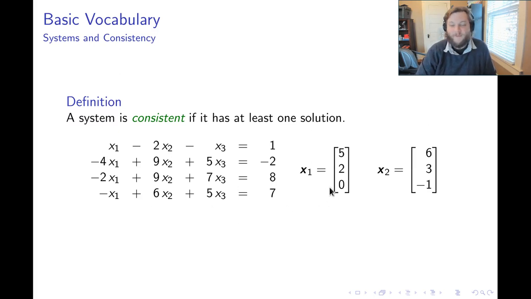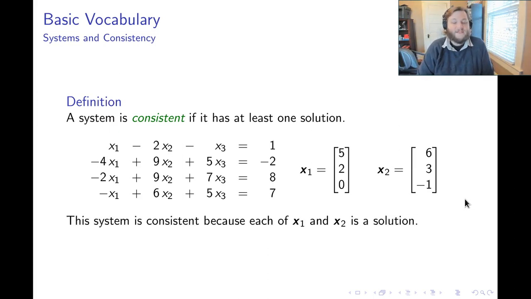And I went home and managed to find 2 solutions. I found that if you plug in x1 equals 5, x2 equals 2, and x3 equals 0 in the system, all of the equations are satisfied. I also found that if you set x1 equal to 6, x2 equal to 3, and x3 equal to -1, all of the equations are also satisfied. So evidently this system has at least 2 solutions, and maybe there are others out there. But the point here is that the system is consistent because it has at least one solution.